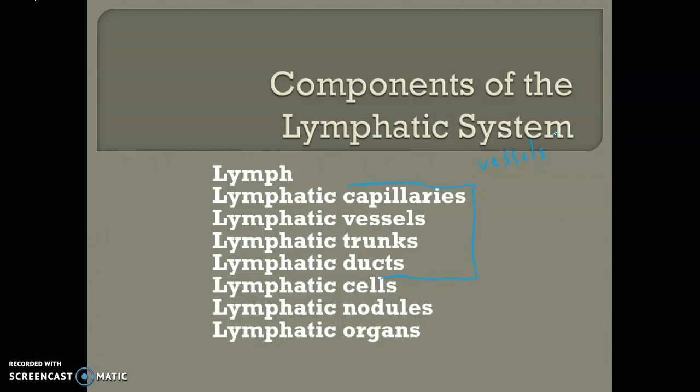The easiest way to remember: CV is on your to-do list. Remember, CV is on your to-do list. C stands for capillaries, V stands for vessels, T for trunks, and D for ducts. So capillaries, vessels, trunks, and ducts are different types of lymphatic vessels. They do vary in size. And then we will also talk about lymphatic cells. And finally, we will cap off our lecture by talking about lymphatic nodules and lymphatic organs.